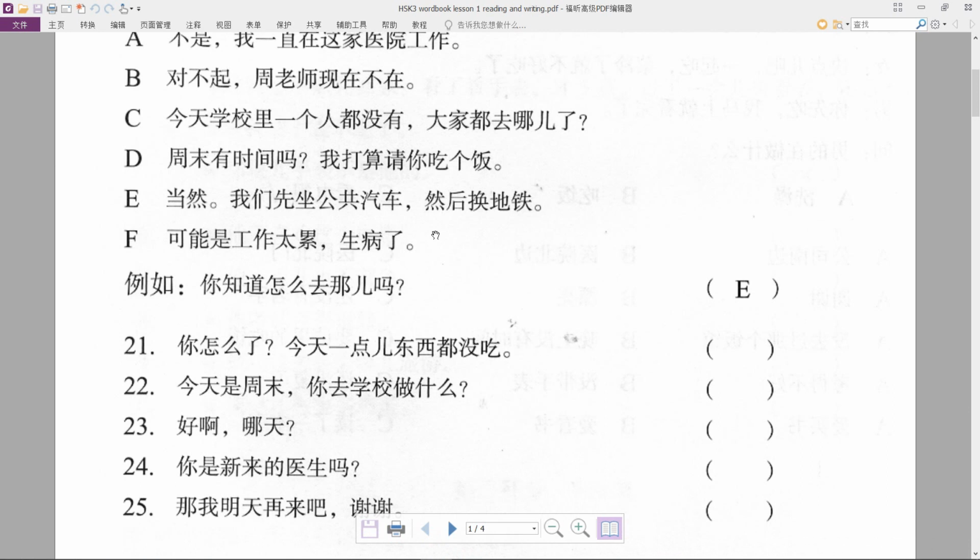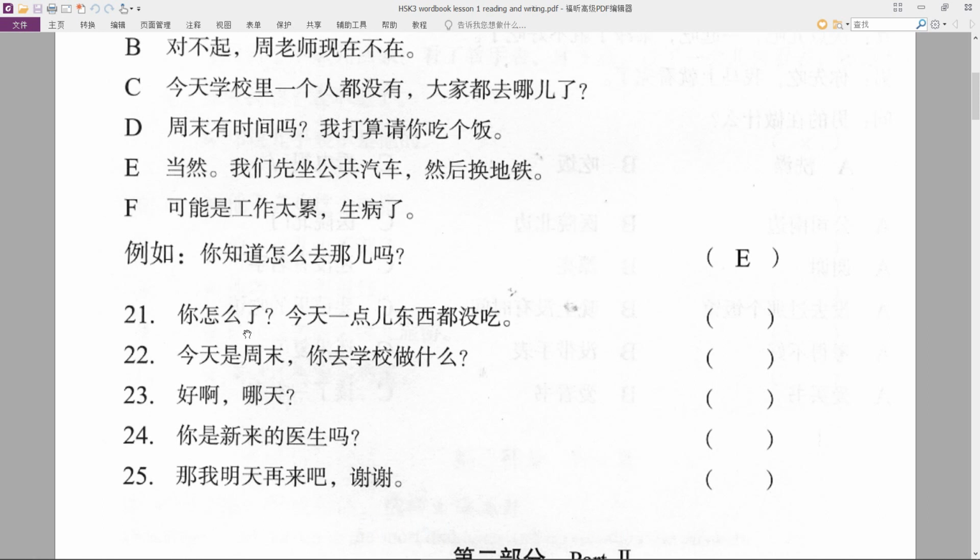If we look at 21 here, 你怎么了? 今天一点东西都没吃. This is very useful. 怎么了? We have learned 怎么, how, and 怎么样, how is it. Then we have learned 怎么了, which means what's wrong, what's the matter? 你怎么了? What's wrong? 今天一点东西都没吃. Today, a little stuff even didn't eat. So you didn't eat anything at all.